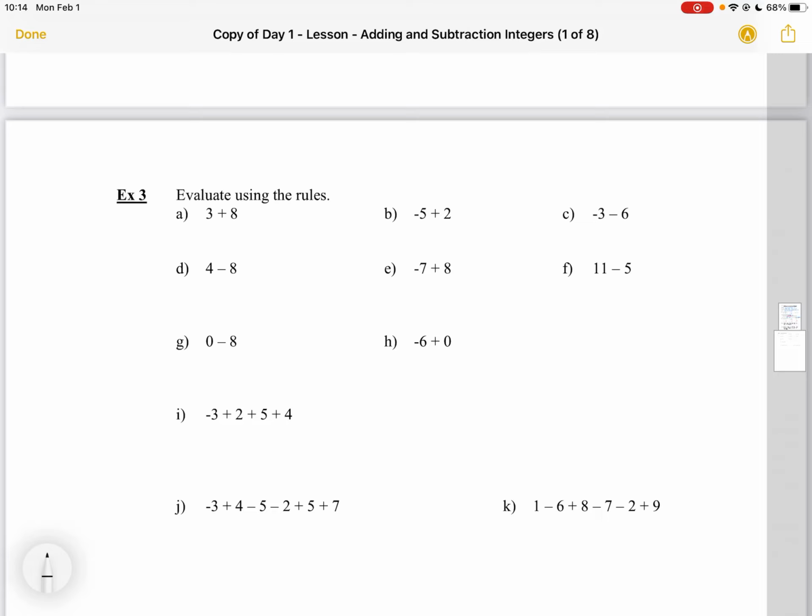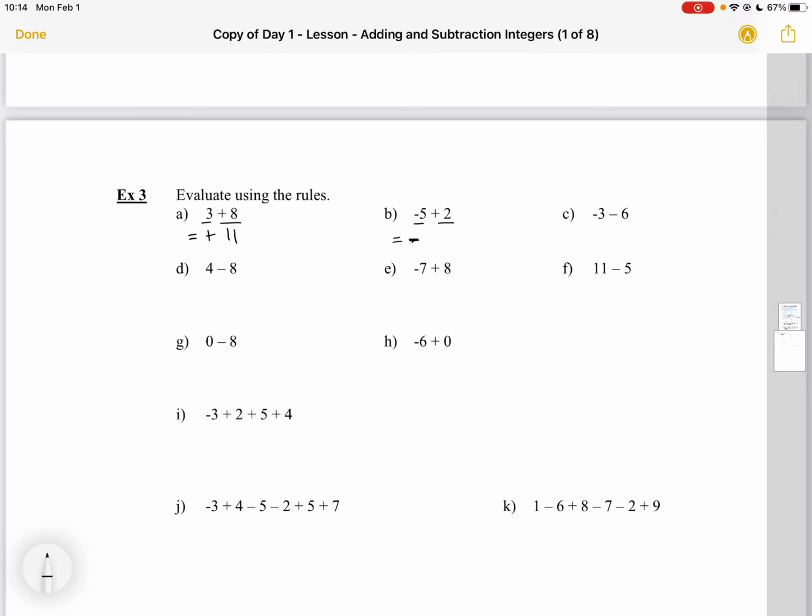So here I've got +3 and +8. My sign is the same, so I'm going to keep the sign, and then I'm going to add 8 and 3, which gives me 11. My next example here, now they have different signs, so I'm going to keep the sign from the larger number, which is -5, and I'm going to subtract them.